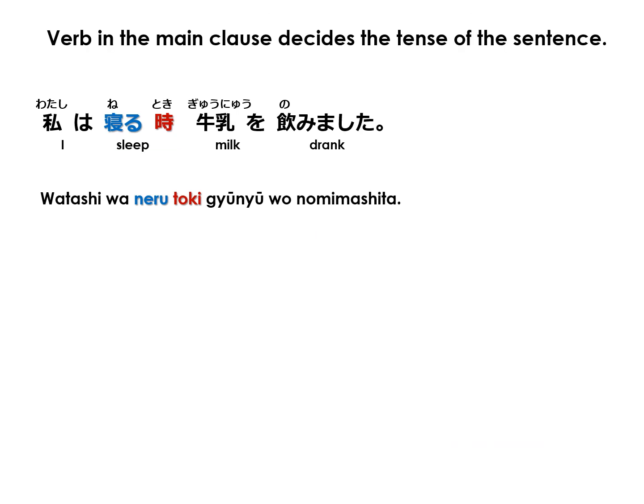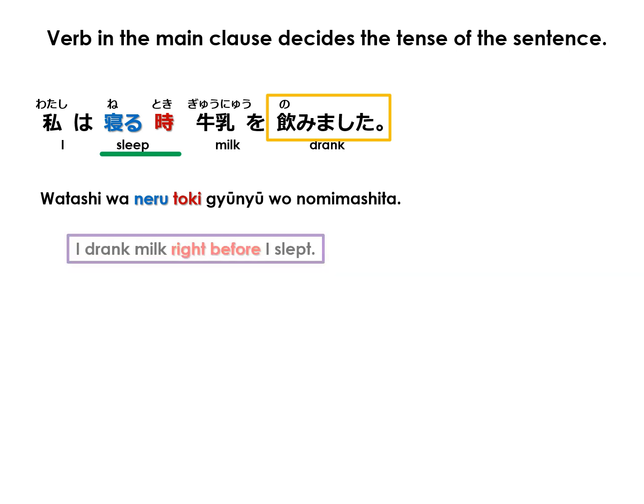Ta-toki is similar to another conjugation we learned earlier, the te-kara or after conjugation that we learned in lesson 36. Now let's look at the same sentences in the past tense. Watashi wa neru toki gyūnyū wo nomimashita. Now we have the main verb as nomimashita, past tense, drank, and neru toki in the subordinate clause. And in English, I drank milk right before I slept.